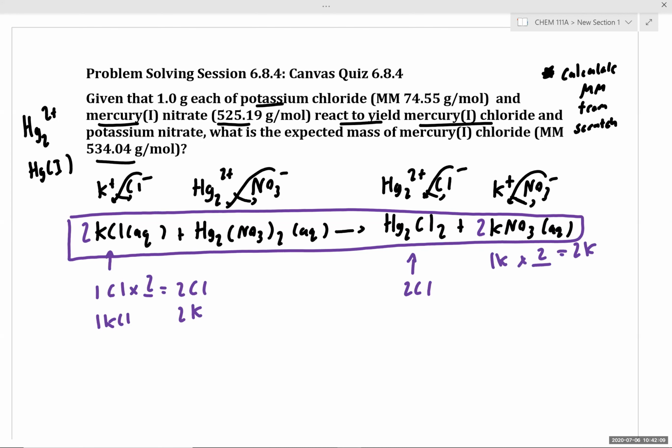So let's work through this example, and don't be shy to submit your responses via Canvas quiz 6.8.4 or in the chat. And if you have any questions, don't be shy to submit them in the chat or unmute and ask your question verbally. And we'll discuss this example in about 5 minutes.